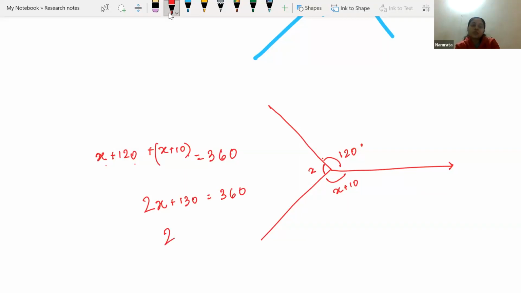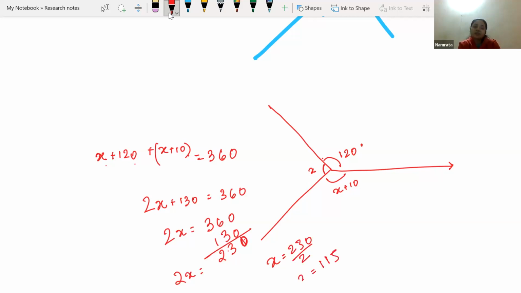And from here, taking 2x is equal to 360 minus 130, that means 230. 2x is equal to 230. x is equal to 230 by 2, that means 115 degrees is the value of x. Is it clear, Ifra? Is it clear to everyone else? Yes, ma'am. Is that option there or not? Yes, 115 degrees. Yes, ma'am, it's there.